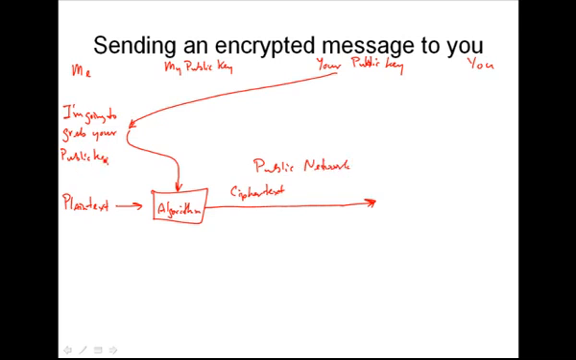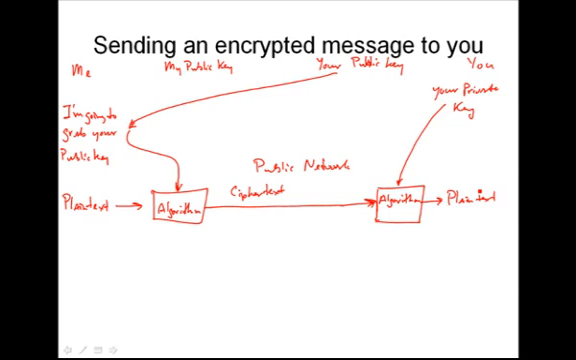Now, think about this. If I encrypt this with your public key, the only key that can decrypt it is the corresponding private key, which only you should possess. So at this point, you take your private key, feed it into the algorithm along with the ciphertext, and what comes out is the plain text.